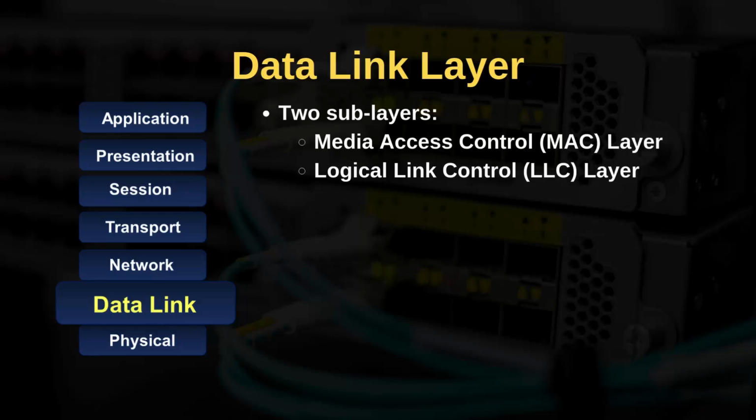So the MAC sublayer controls how a computer on the network gains access to the data and permission to transmit it, and it carries the physical address of each device on the network. The logical link control is responsible for managing frames to upper and lower layers. Flow control mechanisms and error checking also work on this layer.